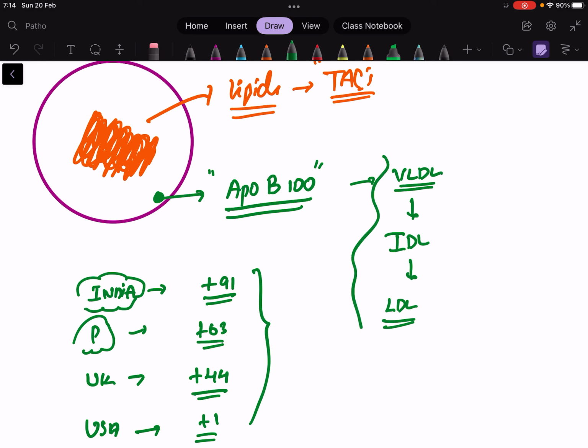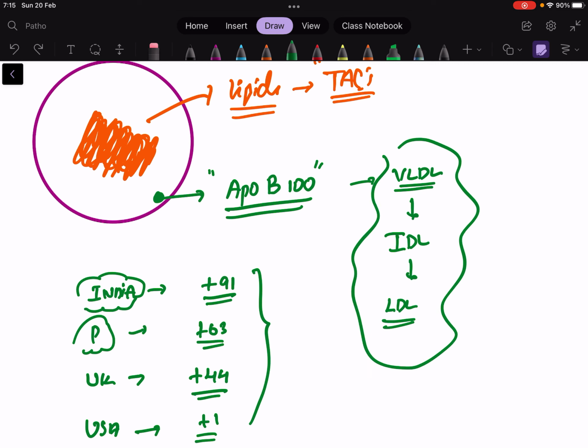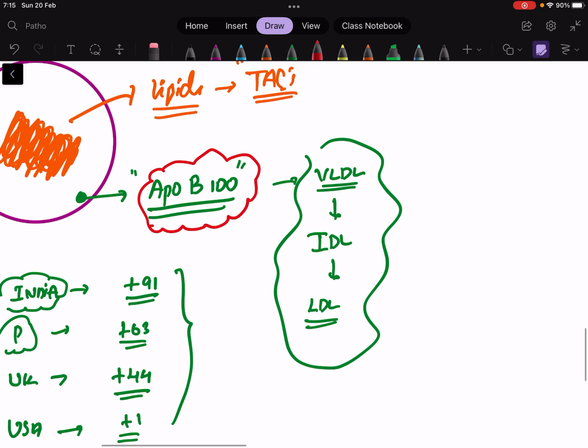So all these three will be having ApoB100. It means they are having a stamp on them called ApoB100. And when we see this stamp, when we see this ApoB100 protein present on them, we can confidently say that these proteins are nothing but your VLDL, IDL or your LDL.